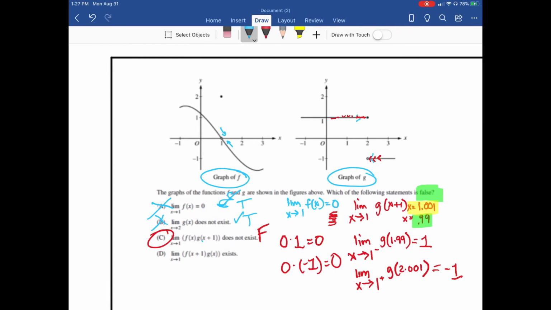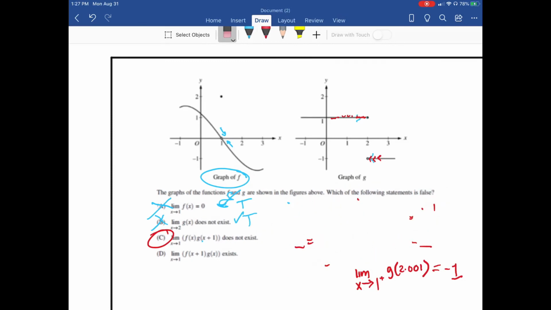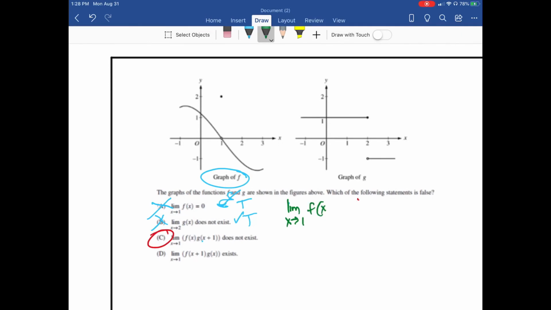Let's just affirm this by making sure that D is true. So D is the limit as x approaches 1 of f of x plus 1 times g of x. They're saying that does in fact exist. So exploring and buying time so I can erase. So let's see. That first one looks like it's the limit as x approaches 1 of f of x plus 1. So that would be close to 2. From both directions, that's still going to approach -1. So I know that that's -1.